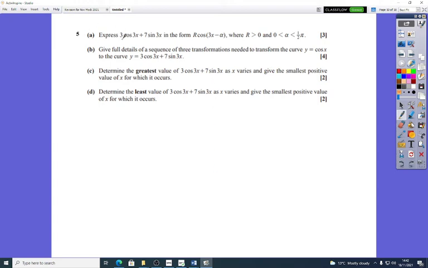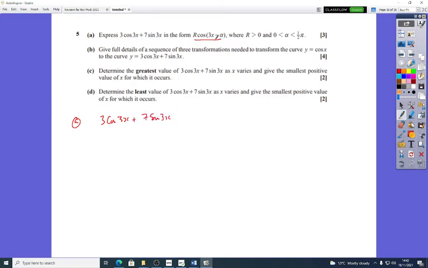Right, so let's express this into this form. Before I start off, I'm going to write this down. I like to show the full working. So let's look at part A: 3 cos 3x plus 7 sin 3x.